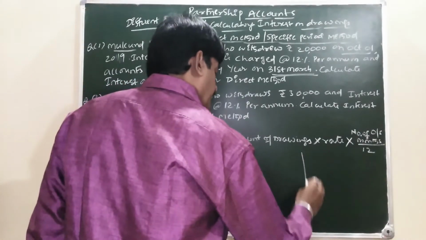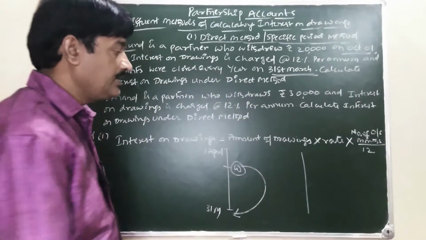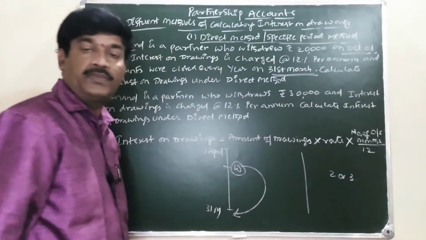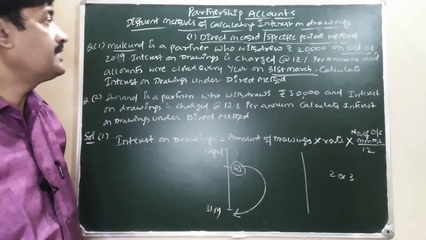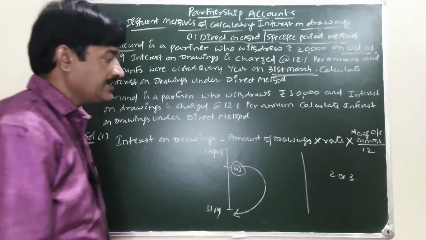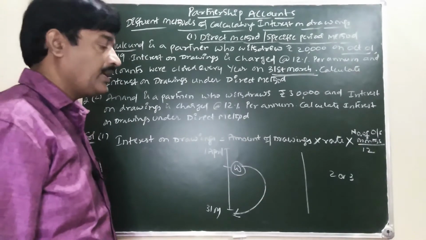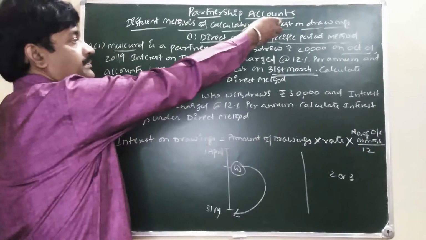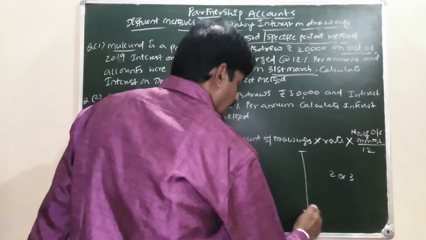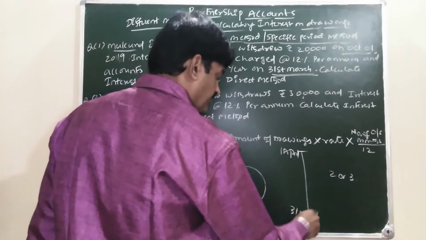In case of limited withdrawals, that is 2 or 3 withdrawals in the question, we can also apply this method of calculation of interest on drawings. Only a limited withdrawal is made by the partner, we can also apply this method for those circumstances. Accounting period starts from 1st April and ends with 31st March.